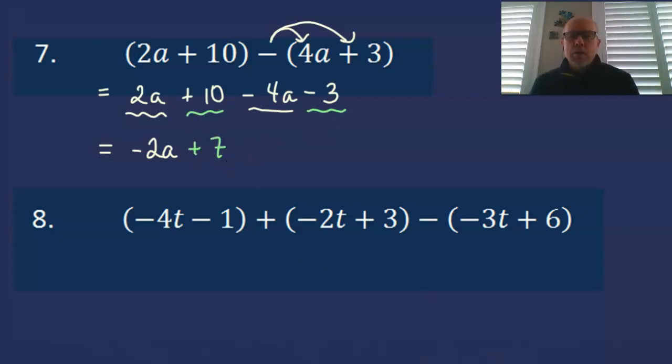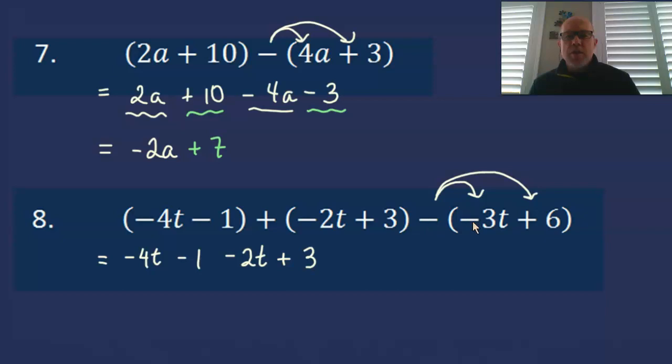And then in question number 8, we see that we have an addition here, so that means we can drop the brackets here and just continue on. But here we have a subtraction, so we're going to change that to an addition, but that will effectively change the signs of those two terms. So first step is to change this operation to addition and drop all the brackets. So we end up with negative 4t minus 1. We can drop this addition and the brackets, so we get negative 2t, or subtract 2t, plus 3. Change this sign to an addition, and so that changes the signs of those two terms to a positive 3t and a negative 6. And now we're ready to collect like terms together.